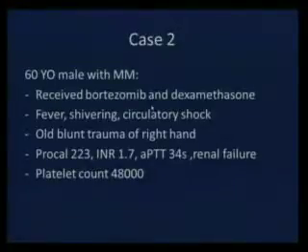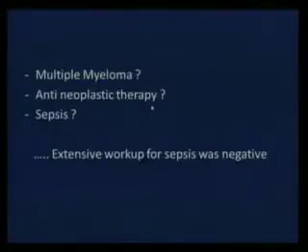Platelet count is 48,000. So what are we thinking here? Is it multiple myeloma? It can be. Multiple myeloma can decrease the production, but this platelet count decrease has been fairly progressive. So it could be multiple myeloma. Antineoplastic therapy, yes, the patient has been on antineoplastic therapy for a long time. It can cause bone marrow suppression.